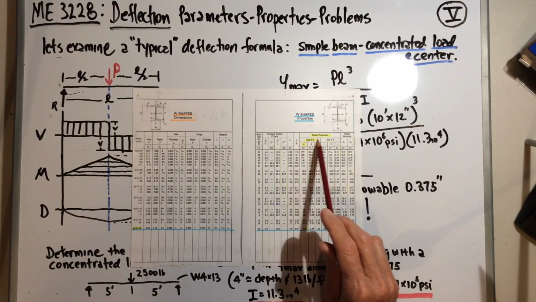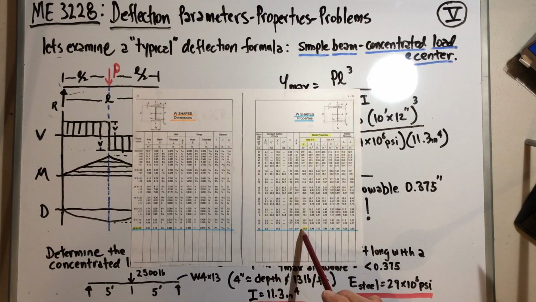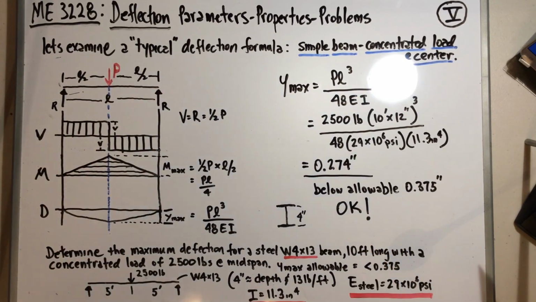Of course, we're going to be using it about the XX axis, which is the standard axis. And you look and see it's 11.3. And that's inches to the fourth, 11.3. That's where we got the I from. Okay. And of course, we would just have to know steel, and steel basically ranges anywhere, depending on who you talk to, anywhere from 29 times 10 to the 6 psi.